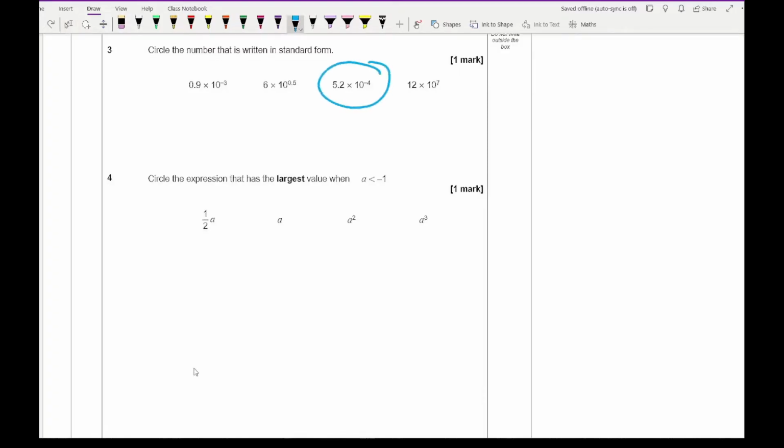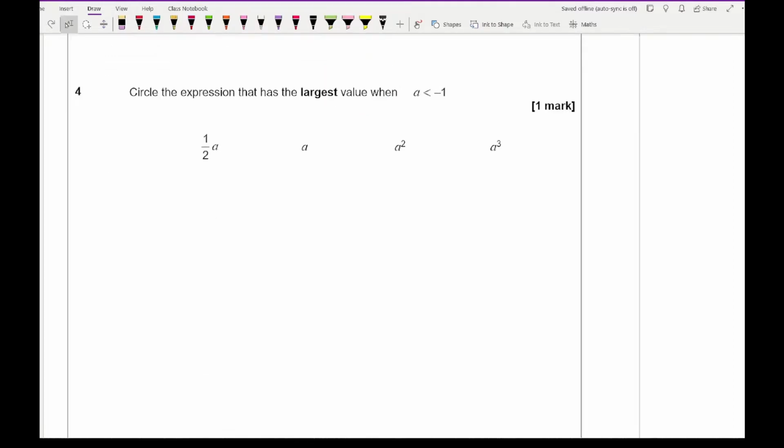And then moving on to question 4, it says circle the expression that has the largest value when A is less than -1. So if we substitute the smallest possible value, which is going to be A equals -1, even though it can't equal -1, you could have -1.011 recurring. So here we've got half times -1, which is -1/2. This one's going to be -1, this one's going to be +1, and this one's going to be -1. So the biggest answer out of these four possible answers is going to be A squared.